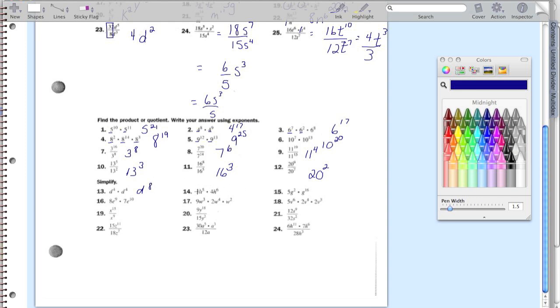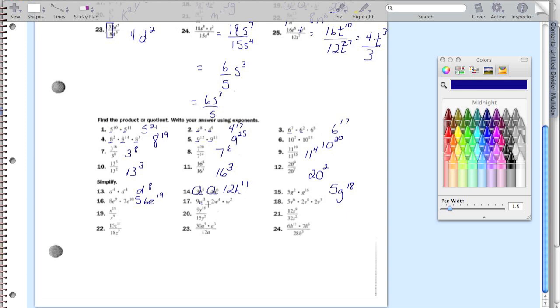In number 14, we have coefficients involved, but just focus on the base first. H to the 5th, h to the 6th, add them, you get h to the 11th. And now go back and work with the coefficients. 3 times 4 is 12. 12h to the 11th. Number 15, we're going to add 2 plus 16, we get g to the 18th. 5 times 1 is 5. Number 16, e to the 19th, because I add 9 plus 10 and multiply 8 times 7 and get 56. So 56 e to the 19th.